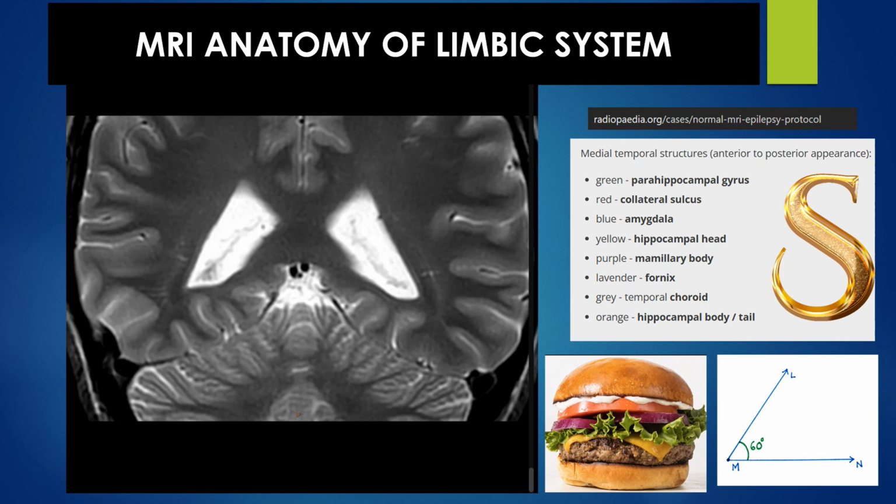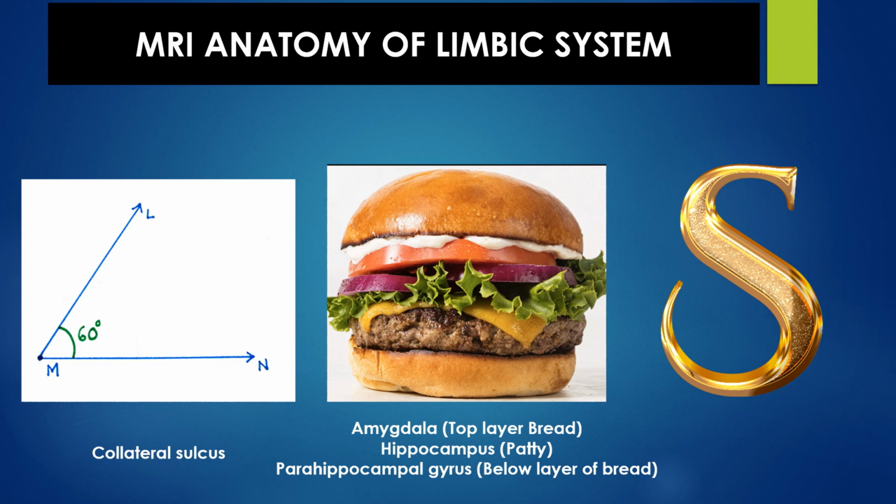Before you move on to the next slide, make sure that you have learned the basic anatomy which you have seen in this particular slide, because the next slide is going to be slightly more complicated. We are going to add more structures to our earlier structures. To identify the structures of the limbic lobe, basically we need to know our collateral sulcus. Then we need to know that there is a burger which is sitting there, which comprises of the amygdala, hippocampus, and the parahippocampal gyrus. Then we saw the various structures which are part of the S-shaped anatomy in the left part of the temporal lobe, limbic lobe.